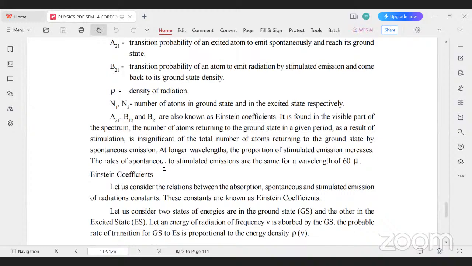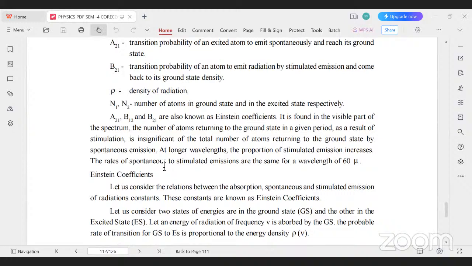It is found in the visible part of the spectrum. So through the spectrum, we are able to find that the number of atoms returning to the ground state in a given period as a result of stimulation is insignificant compared to the total number of atoms returning to the ground state by spontaneous emission. At longer wavelengths, the proportion of stimulated emissions increases. The rates of spontaneous and stimulated emissions are the same at a wavelength of 60 microns.